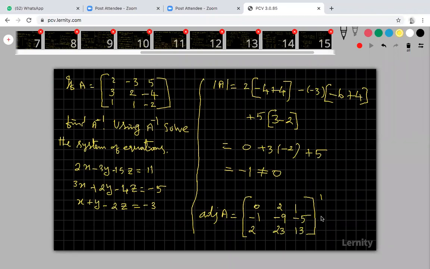Okay, take a transpose. What is the transpose of this matrix? This is 0, 2, 1. Okay, this is minus 1, minus 9, minus 5. This is 2, 23, 13. Right? This is my adjoint of A. You check that. Please verify.